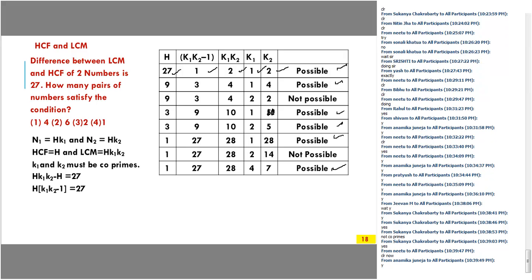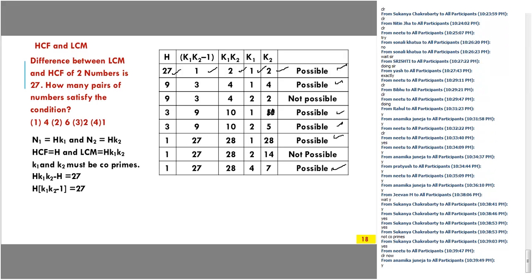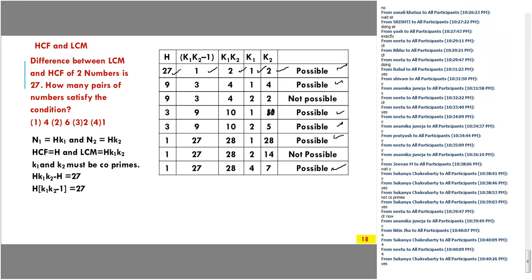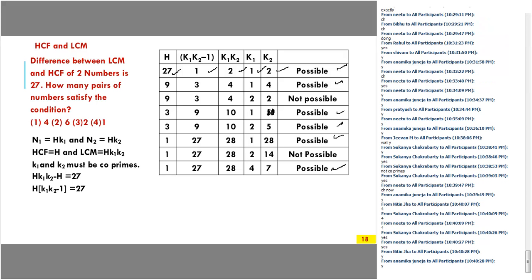How many factors does 27 have? Nobody's answering. How many factors does 27 have? The answer should be at least 4. Remember, it can't be 1, it can't be 2. It should be 4 or above. Are we clear? Shall we do one more question like this?